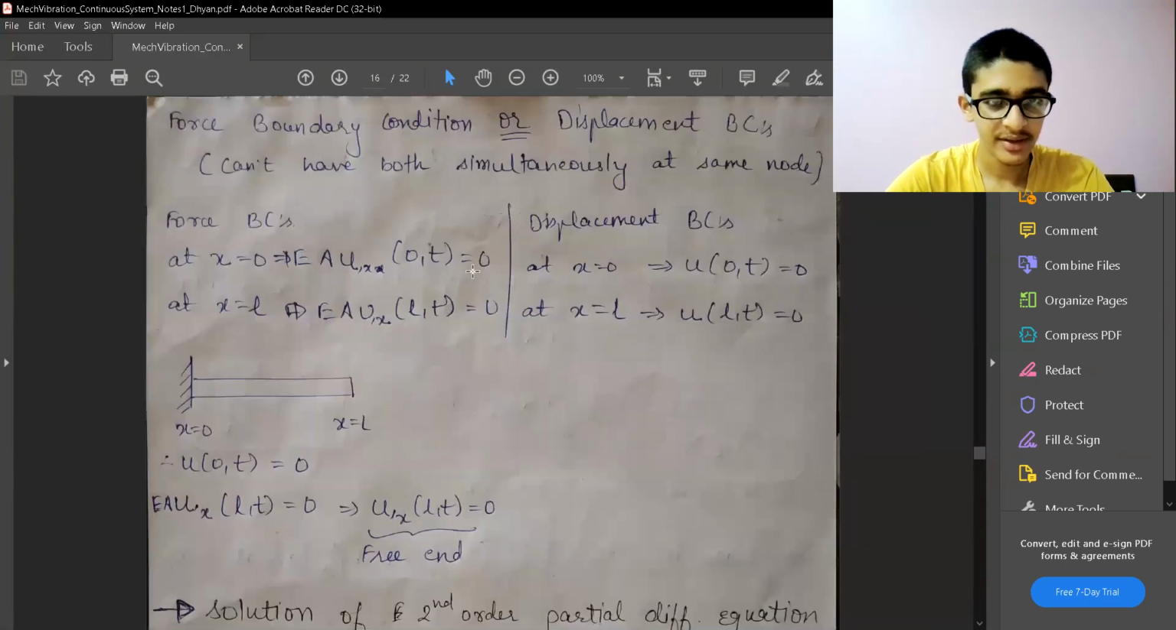So we have got the equations and the boundary conditions. We have discussed the boundary conditions also. We can either have the geometric boundary condition or the force boundary condition. Geometric means the displacement boundary condition. So at this point we had force, and at this point we had a displacement boundary condition.